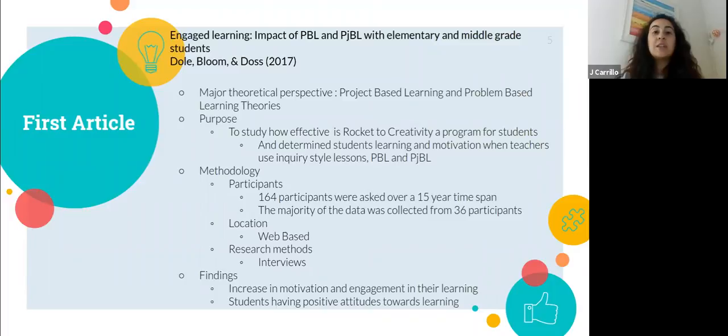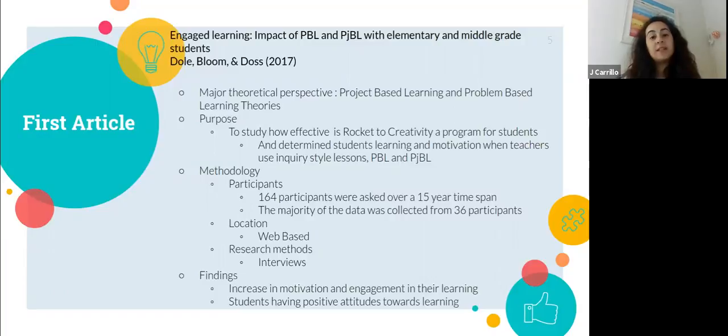The methodologies that the researchers used were that there were 164 participants over a 15-year time span, and only about 36 of those participants, which were teachers, truly responded back to the whole process. The location was all web-based. The researchers would email the teachers, and then the teachers would respond back. The methods they used were interviews, asking teachers questions about their experiences before and after the program.